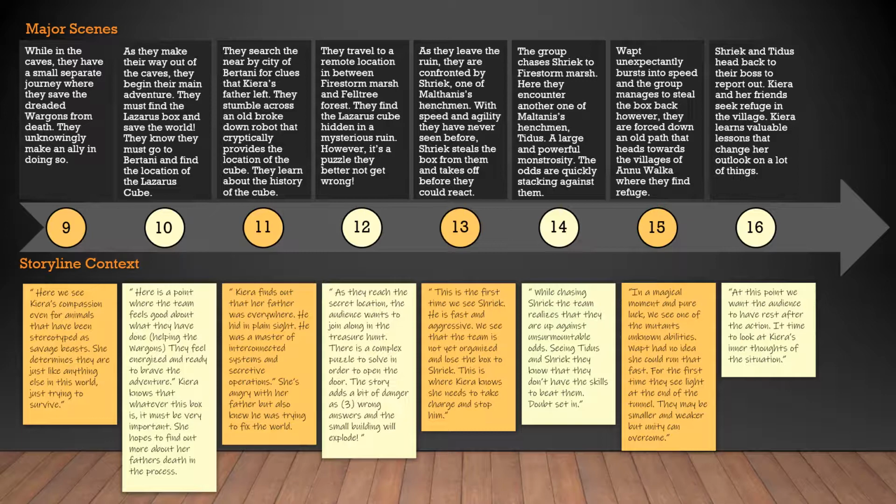While chasing Shriek, the team realizes that they are up against some serious odds. They see Titus and Shriek, and they know that they don't have the skills to beat them, so doubt sets in. In scene 15, WAP unexpectedly bursts into speed, and the group manages to steal the box back.